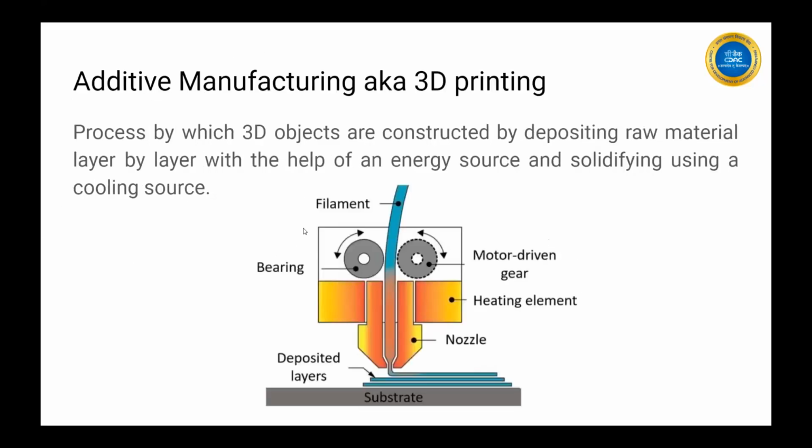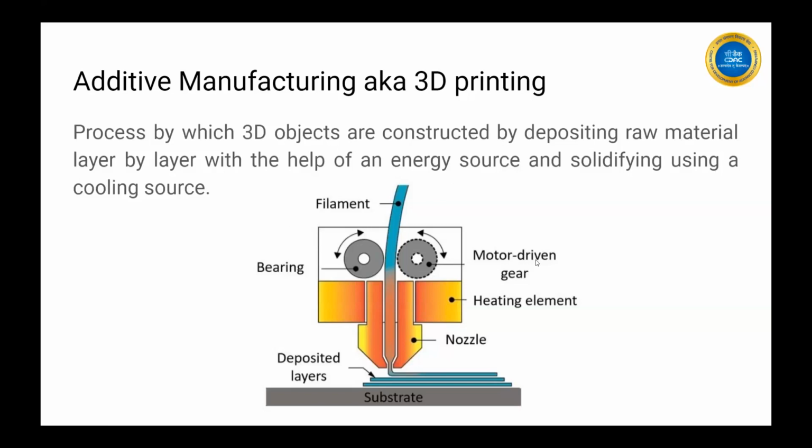The next one is additive manufacturing, also known as 3D printing. The technical term is additive manufacturing, and 3D printing is actually the printing process, but anyway, it is commonly known as 3D printing in layman's terms. It is the process by which 3D objects are constructed by depositing raw material layer by layer with the help of an energy source and solidifying using a cooling source. Similar to casting, there will be an energy source that either melts or fuses the material, and after that, there will be a solidifying source which will cool the material.